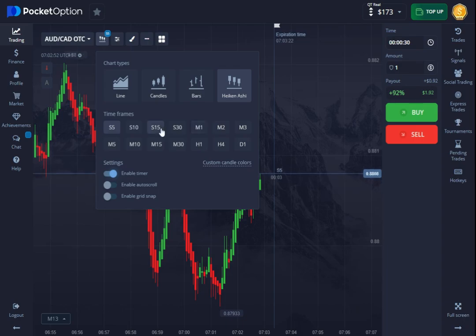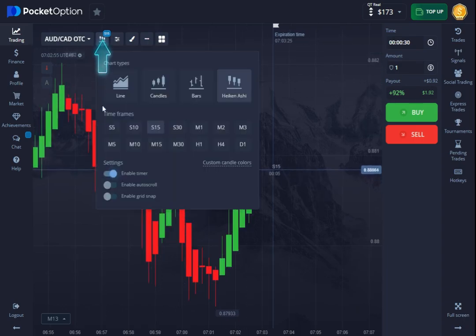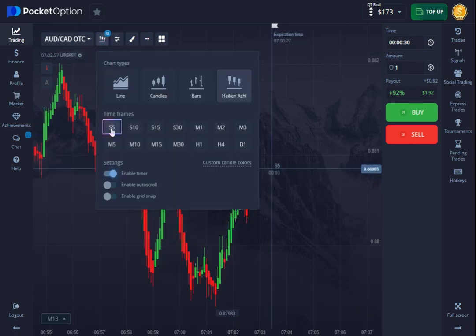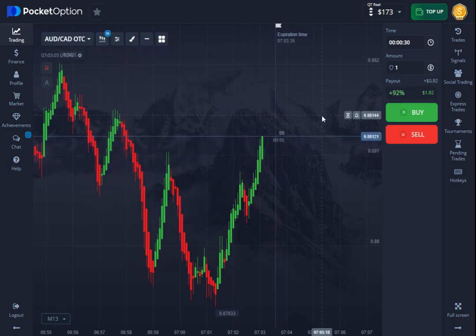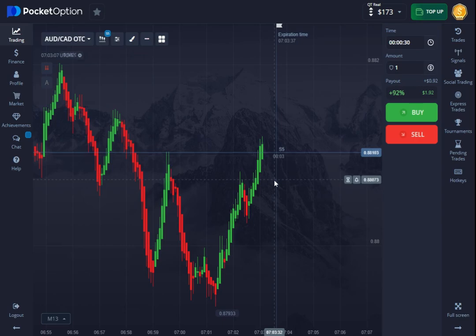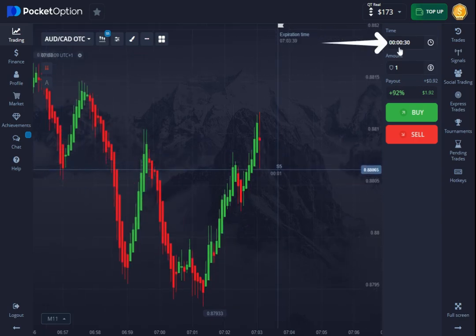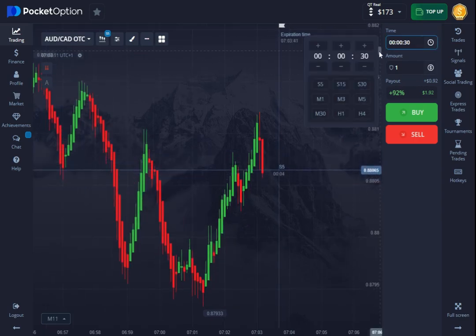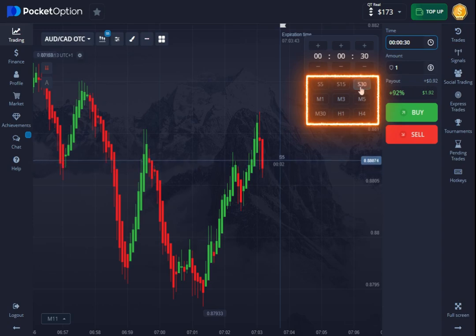Next, we need to set the time frame to 5 seconds. This will allow us to see market fluctuations more frequently and make quick decisions based on our strategy. So, select 5s. After that, we'll set the trade duration to 30 seconds. This gives enough time for our signals to develop while keeping the trades quick. In the trade duration settings, adjust the duration to 30 seconds to ensure your trades align with our strategy.